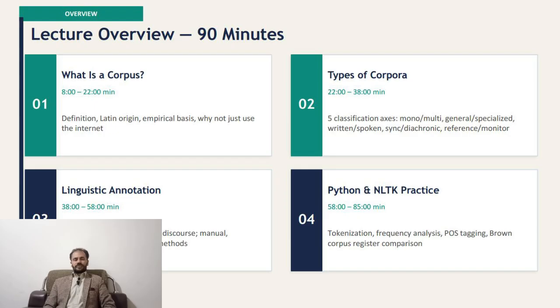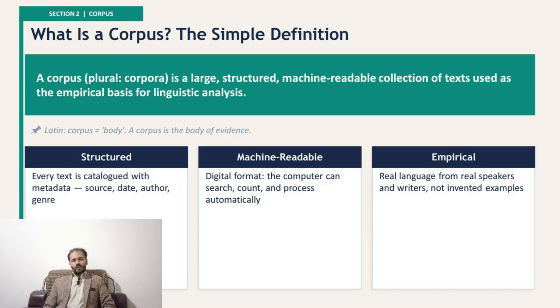This lecture has four main parts. Part 1 covers what is a corpus and why do we need it. Part 2 covers types of corpora and their uses. Part 3 covers linguistic annotation in detail. And Part 4 is our practical demonstration using Python and NLTK. Let's start. Part 1. What is a corpus and why do we need it?